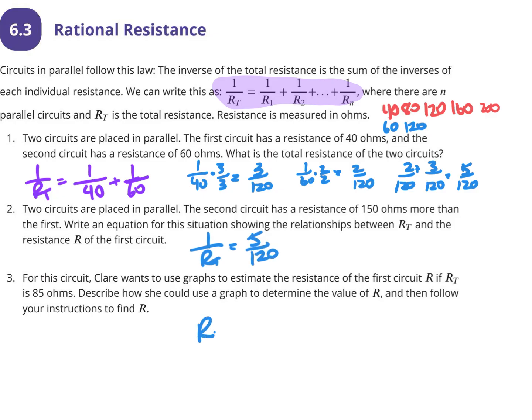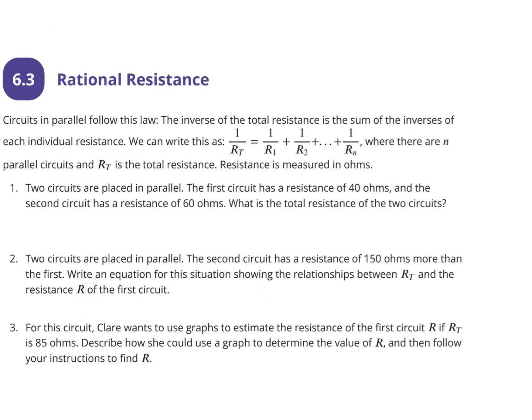So RT equals 120 over 5, which gives us 24. And the resistance is measured in ohms, the Greek letter omega, or ohms. And that's the unit of measurement for resistance in a circuit. Okay, let's look at problem number 2.